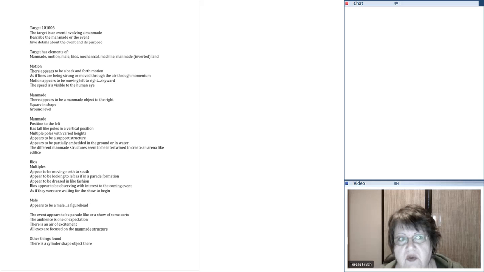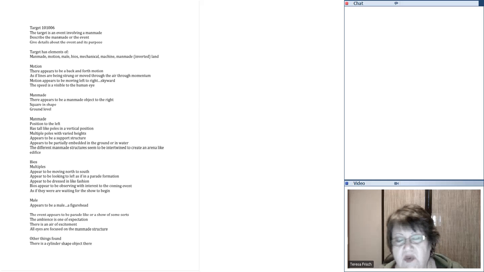Front-loading helps you focus on your work. It helps you not think about the site and waste energy and waste time. So this is an advanced level viewer. Target is an event involving a man-made. Describe the man-made or the event. Give details about the event and its purpose.